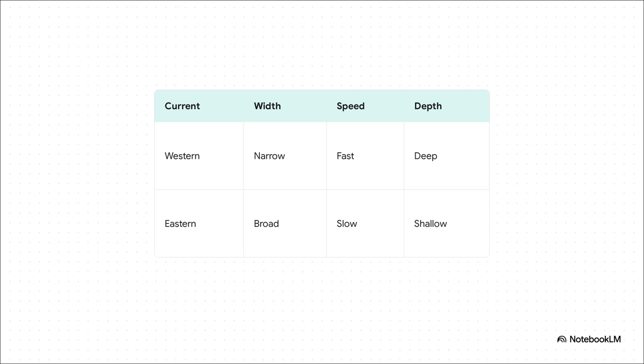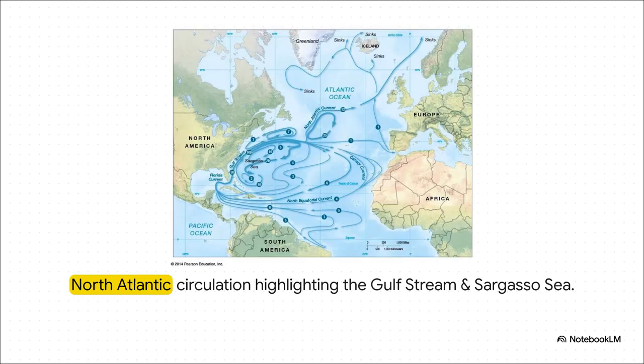Meanwhile, eastern boundary currents, like the Canary Current off the coast of Africa, are broad, shallow, and frankly, a bit sluggish. Zooming into the North Atlantic, this western intensification is super obvious. The Gulf Stream is just incredibly energetic.